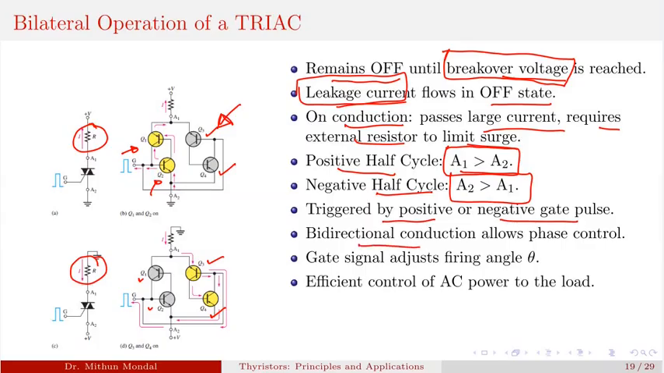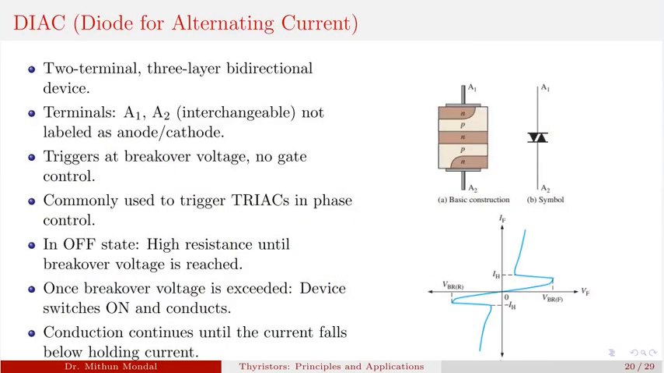So bidirectional operation is there, which allows a phase control, and the gate signal is adjusting the firing angle theta. So this theta is basically controlled with the help of the gate signal. So it is very efficient to control the AC power in the load when we talk about the bidirectional current flow. The other family of the thyristors, the Diac, is known as diode for alternating current.